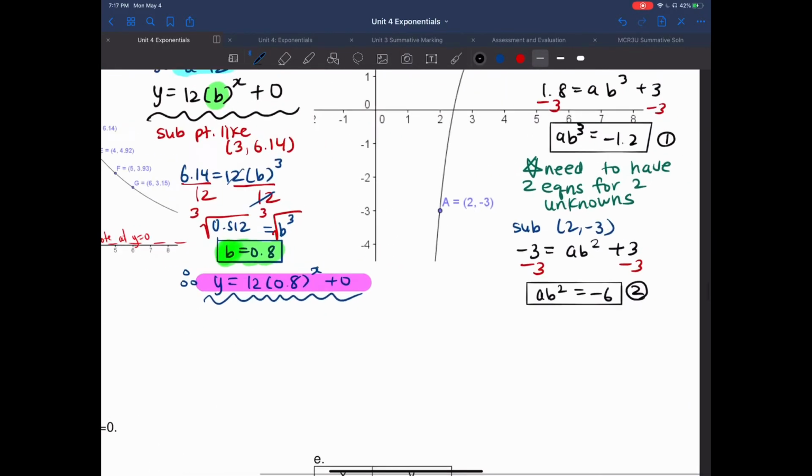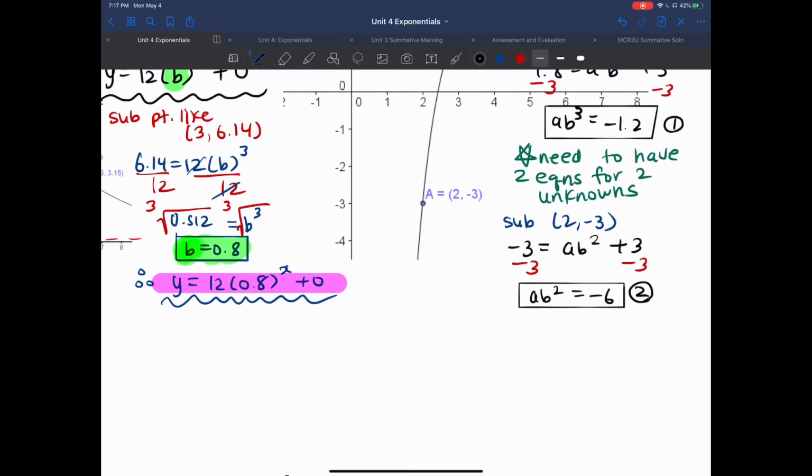At this point, you're going to try to combine these equations so that you have a single related equation to work from. That should remind you of the previous unit. So when I divide the two, I am going to get negative 1.2 divided by negative 6 is equal to ab^3 divided by ab^2. These parts are going to cancel.